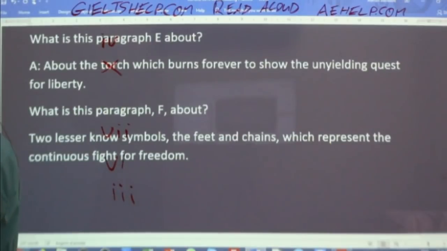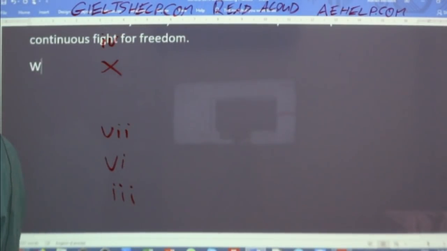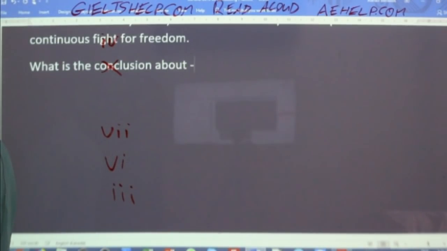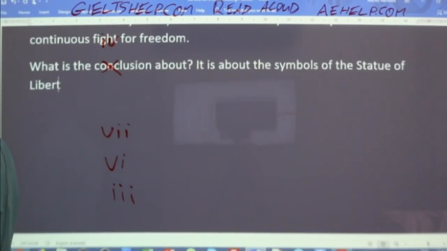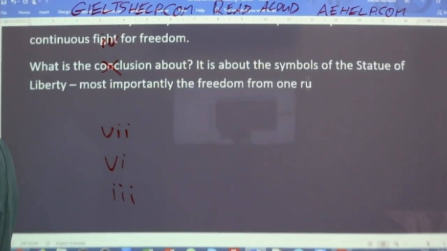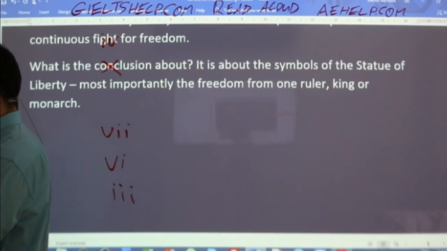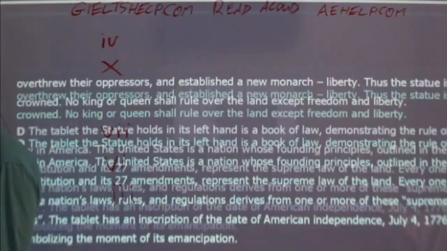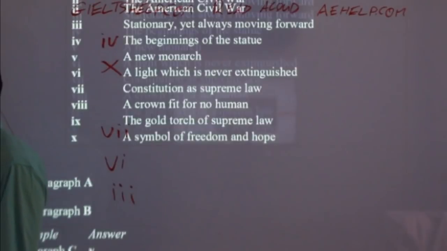So again, if I were sitting the IELTS and I got this question, I would think in my mind, what is the conclusion about? It is about the symbols of the Statue of Liberty. Most importantly, the freedom from one ruler, king or monarch. Okay, sure. So let me see if any of these choices match for that answer.